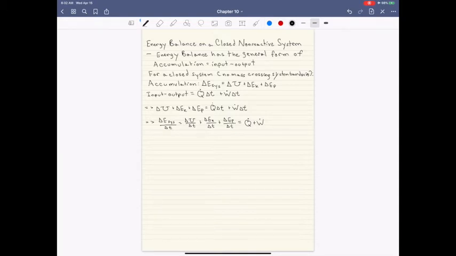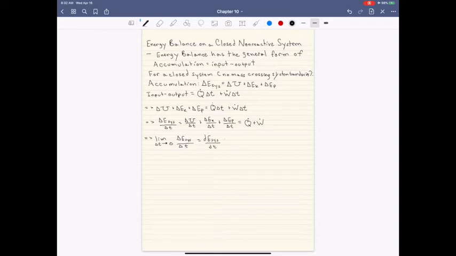Similar to the transient material balances, the next step I'm going to take is to start looking at all these delta over delta T terms, but in the limit where delta T is very small. It's almost zero. It's infinitesimal. And so what that means is if we take the limit of delta E sys over delta T, that limit is basically the definition of a derivative.